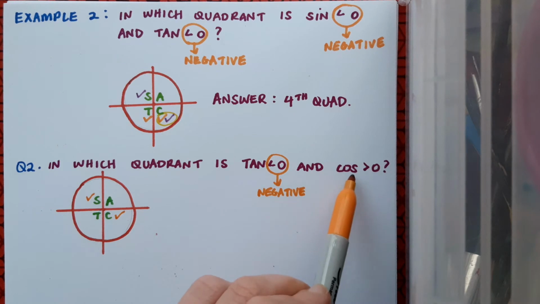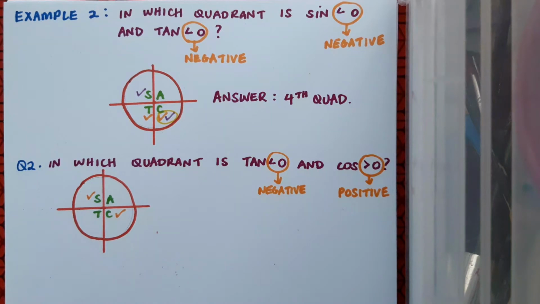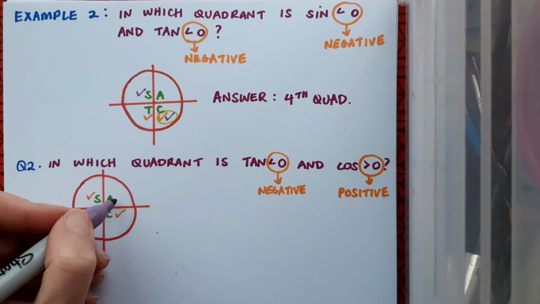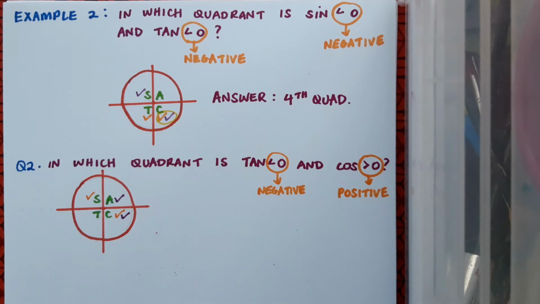And then I need to look for where cos is greater than 0. Well, if less than 0 is negative, then greater than 0 must be positive. So I go to my unit circle and I'm marking where cos is positive. Cos is positive in the first quadrant because everything's positive in there, and it's positive in the fourth quadrant as well. So in this case, my answer must be the fourth quadrant.